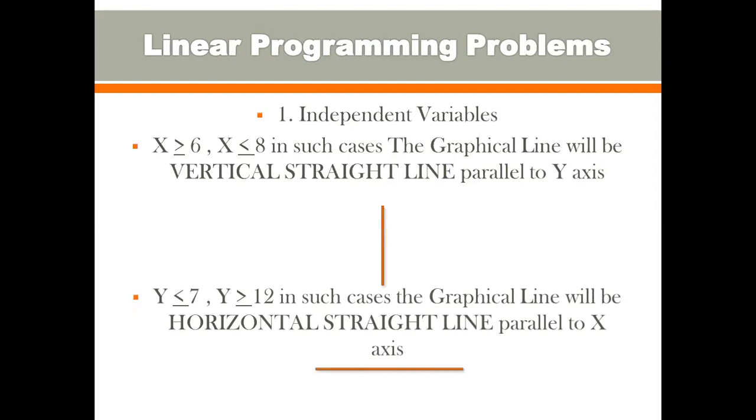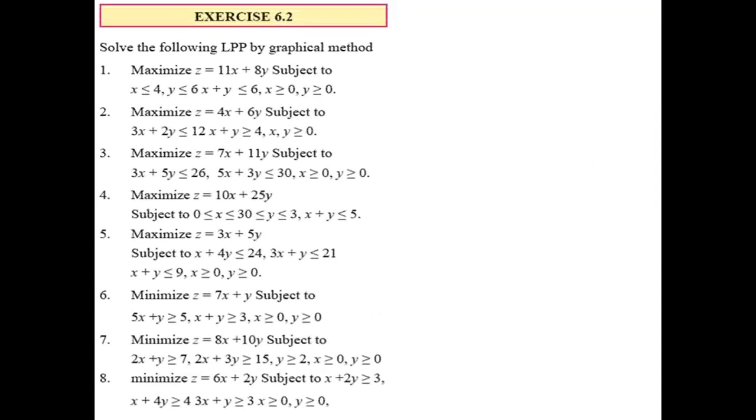So you have to remember class, for special cases, you have to identify whether you have only one variable, either of the two. If it is X, you will be drawing a perpendicular line. In case of Y, you will be drawing a sleeping line like this. So this is the first case that we are going to discuss, about independent variables.